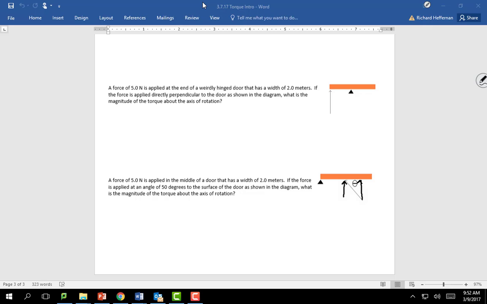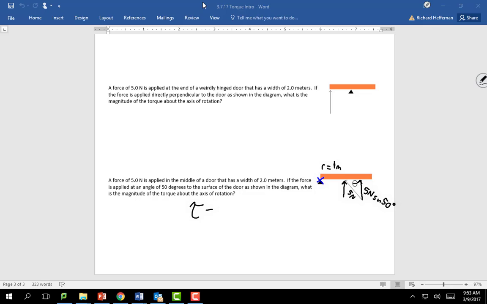In order to find the perpendicular side, sine or cosine? Sine. Identify your axis of rotation. Identify the distance of your lever arm. What's the distance of the lever arm? 1 meter. Nice. We know that's 5 newtons. The angle's 50 degrees, so therefore this side, the perpendicular side, is 5 newtons times the sine of 50 degrees.